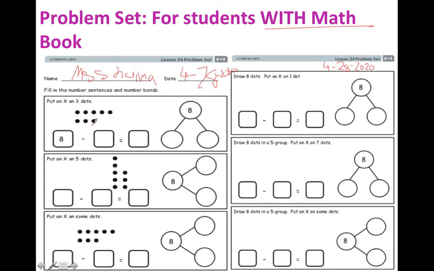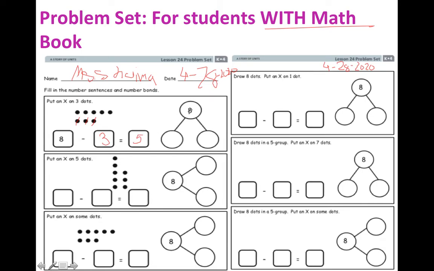I'm going to just put a small line on 3 dots. And then we have to fill in the number bond and the number sentence. The number sentence looks like 8 minus blank equals blank. It says cross off 3 dots, right? Which means 8 minus how many dots we're crossing off? 3. So 8 minus 3. Since we drew the 5-group way, we don't even need to count the top part. We already know that 5 is the answer because we have 5 dots in our 5-group way on the top.